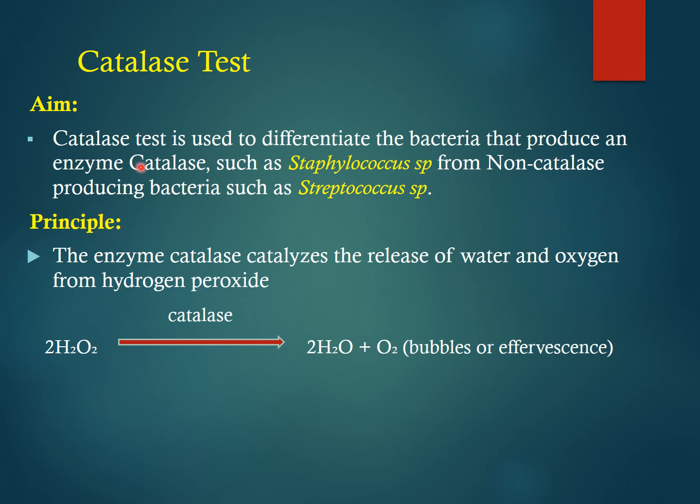Catalase test. The aim of this catalase test is to differentiate the bacteria that produce an enzyme catalase such as Staphylococcus species from non-catalase producing bacteria such as Streptococcus species. In this, the Staphylococcus species has the ability to produce the enzyme catalase, whereas Streptococcus species do not produce catalase enzyme.